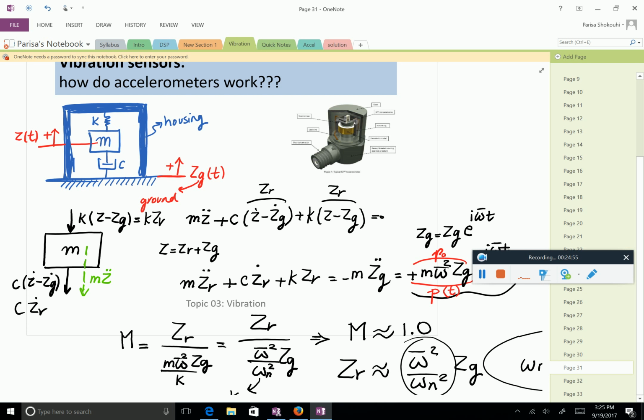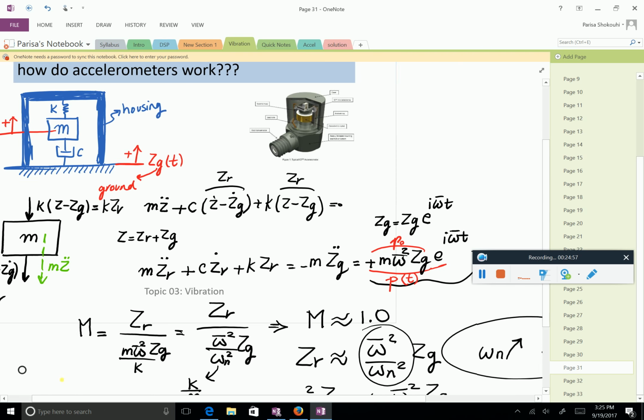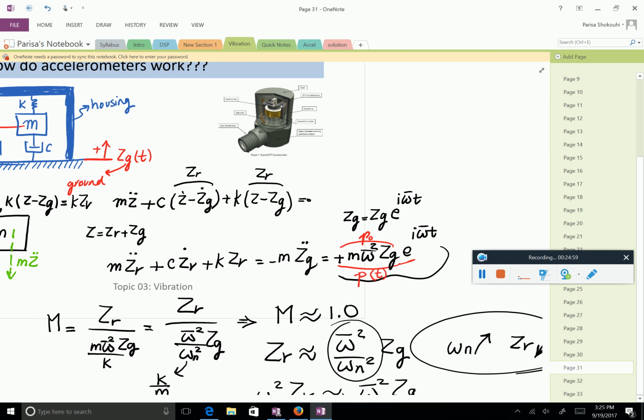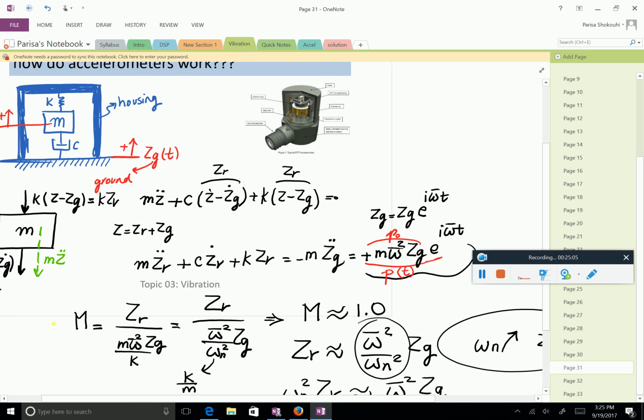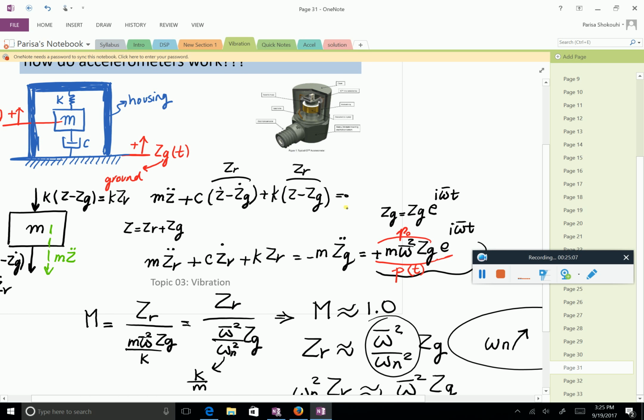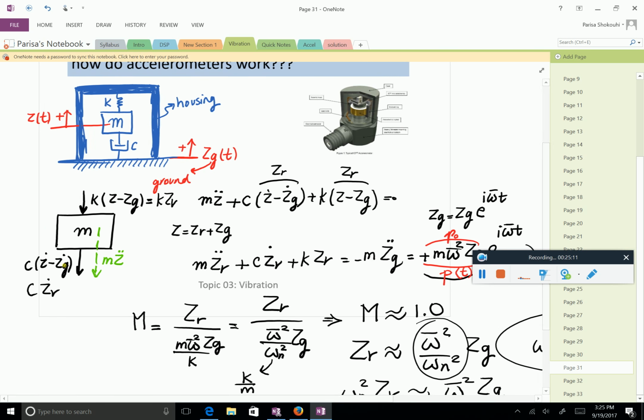So that's how it looks like. Now, if we write the equation of motion, then we write basically the forces, as you can see here. So we have z dot, zg dot, and this is zr dot, and the other one is z minus zg, as you can see.